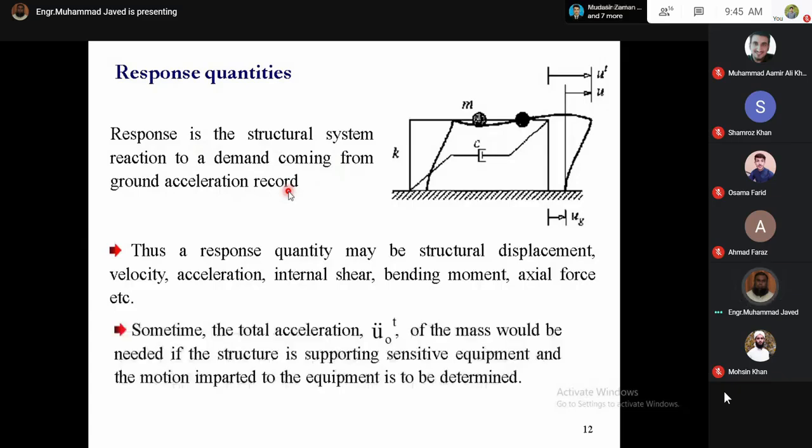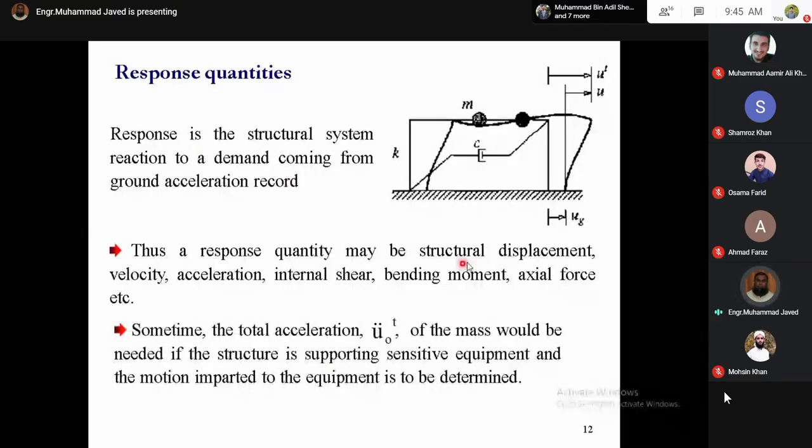So response can be any term which shows this demand in terms of this structural displacement, velocity, acceleration, etc.